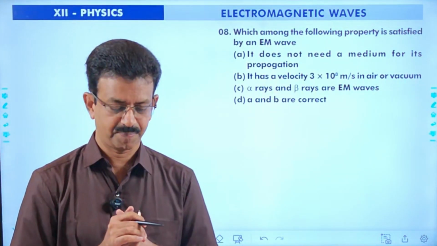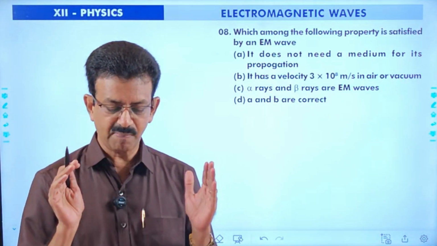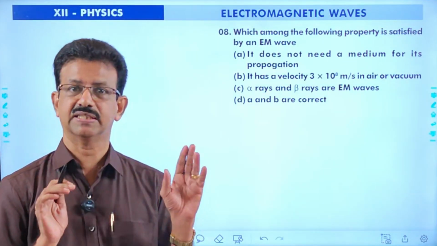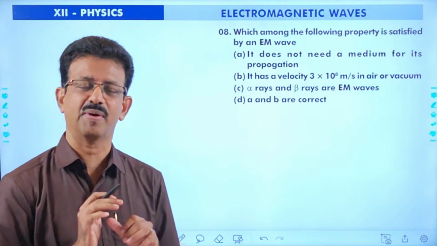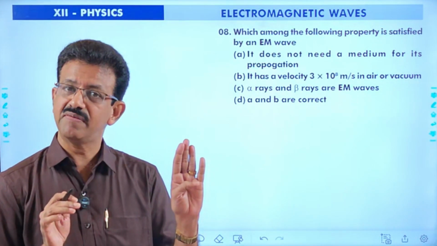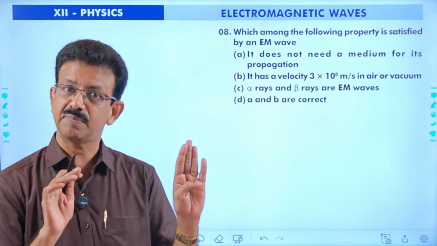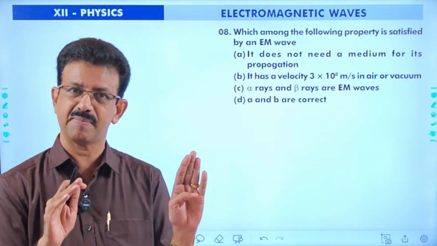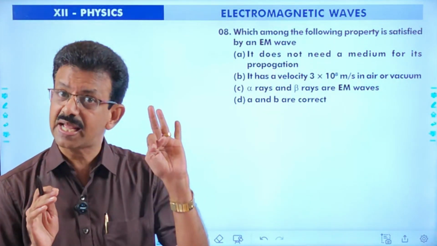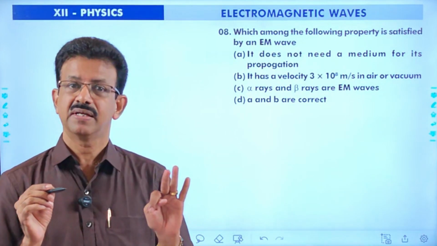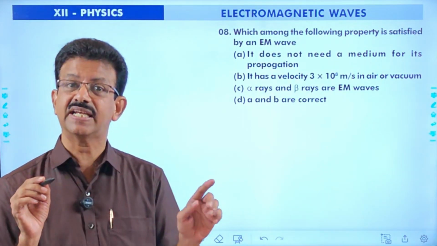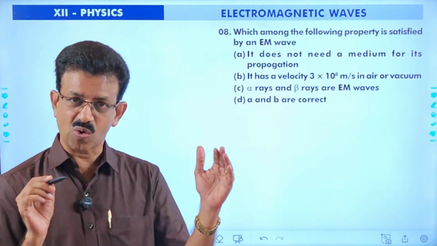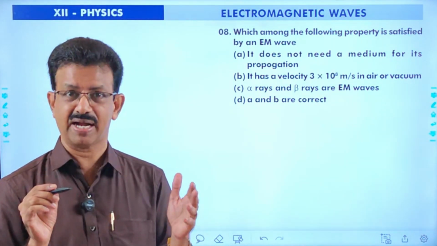Now, question number 8. Which among the following properties is satisfied by an electromagnetic wave? First, I will discuss some important properties of electromagnetic waves. An electromagnetic wave consists of electric and magnetic fields perpendicular to each other, and the propagation direction is perpendicular to both the electric and magnetic fields. It does not need a medium for its propagation. Then, it has a velocity of 3 × 10^8 meters per second in air or vacuum. These are all the important properties of electromagnetic waves.